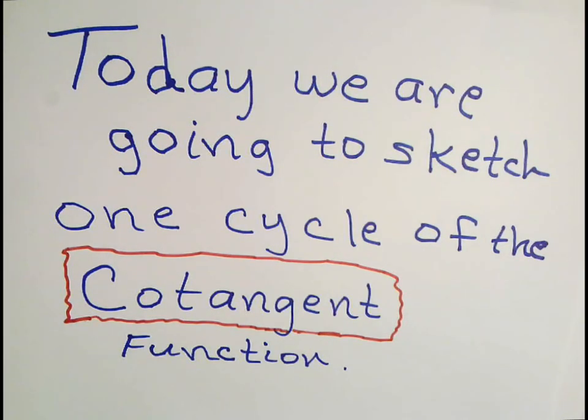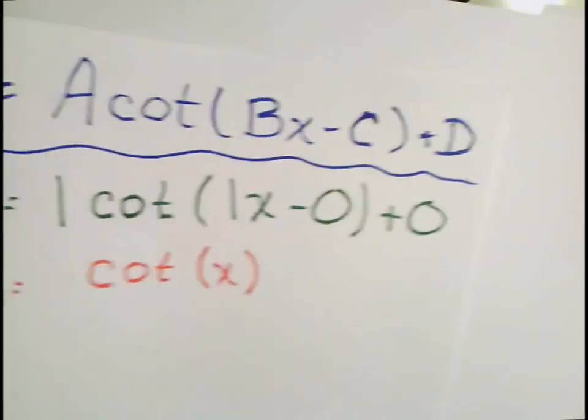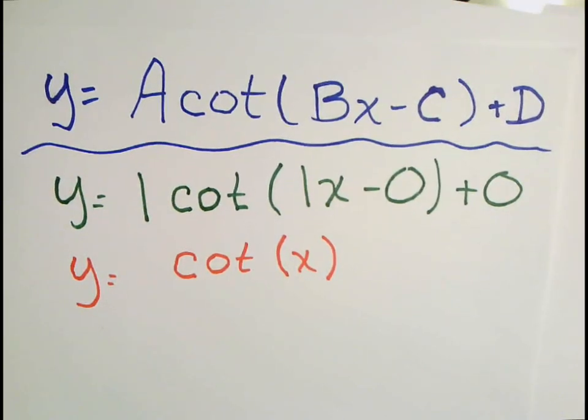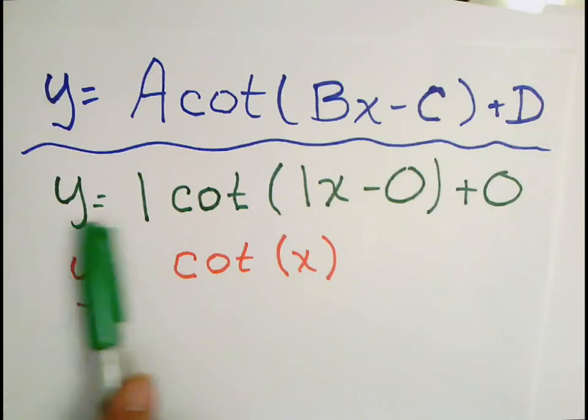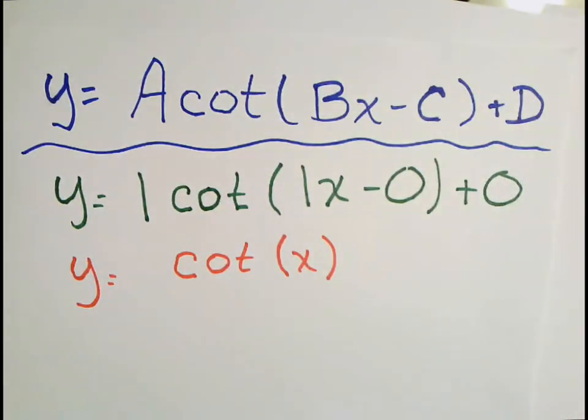Today, we are going to sketch one cycle of the cotangent function. So it's y equals a times cotan of the quantity bx minus c, plus d. And here I took y equals cotan and put in a equals 1, b equals 1, c equals 0, d equals 0. We have a different inequality for the cotangent.